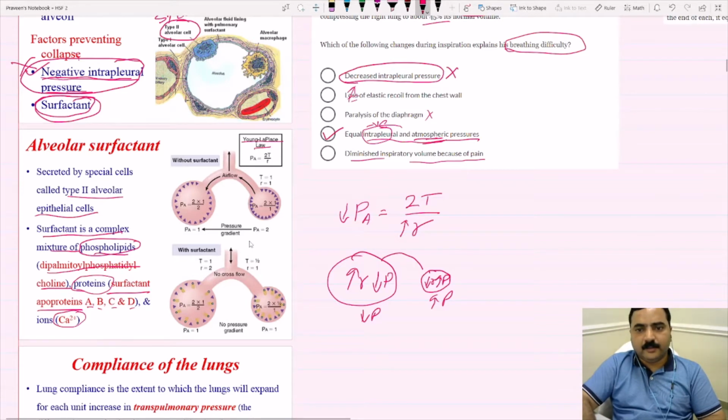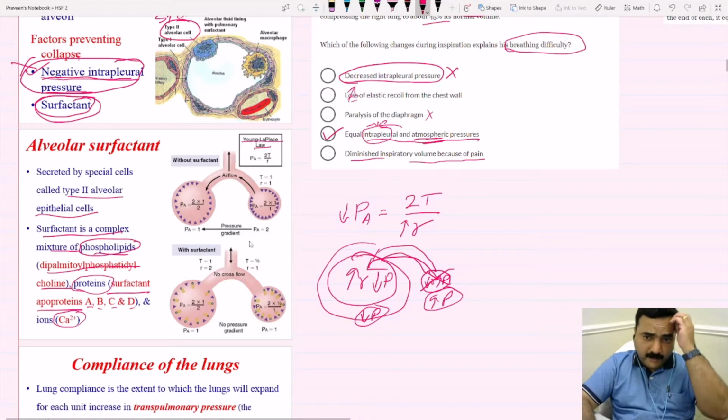So if there is a connection between these two, what will happen? From the high pressure to the low pressure, the air will move, and this one will collapse and this one will become bigger. We don't want that to happen in our body. Anatomically there are different shapes and sizes of alveoli, so we want to maintain them. So how to equalize the pressure in the big alveolus and the small alveolus? That is not by controlling the radius, but by controlling the surface tension.